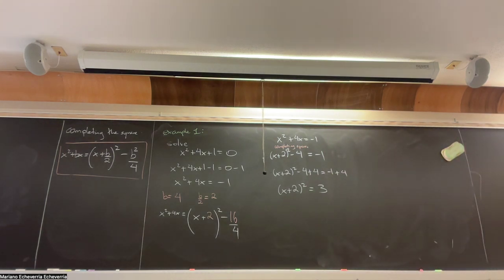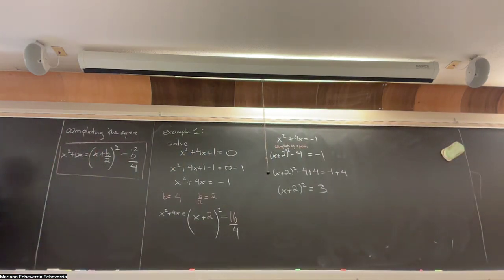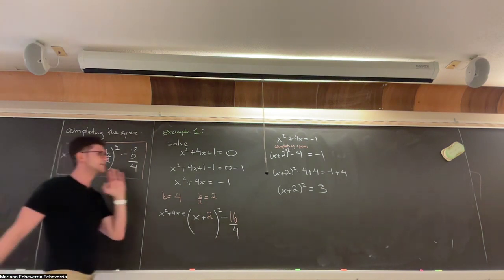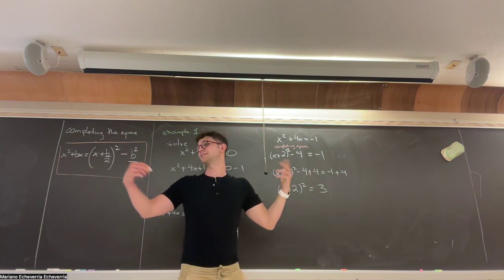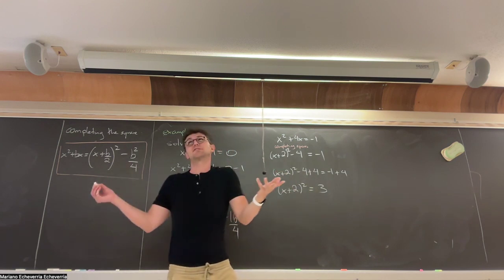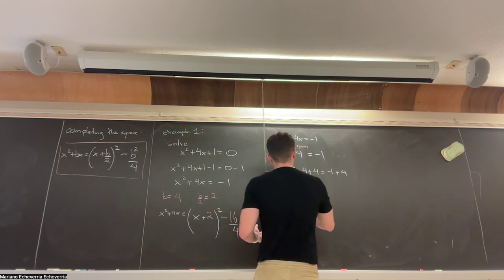Okay. Any questions up to this point? Okay, and then again, what does this mean? This means here's a number whose square equals 3. So that number must be the square root of 3. That is precisely what square root of 3 means. So that's how you get that x plus 2 has to be the square root of 3.